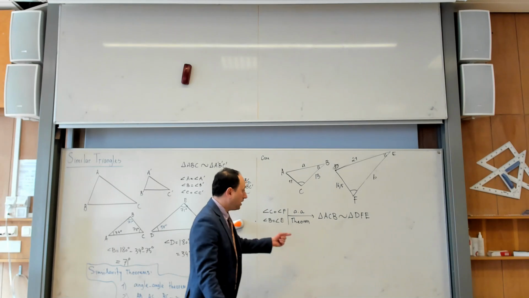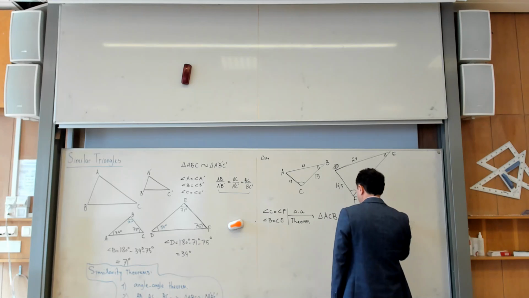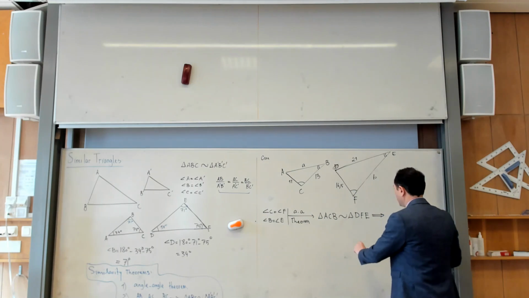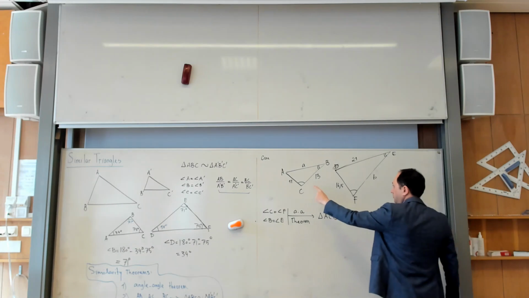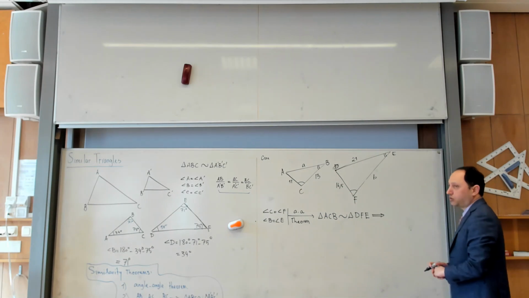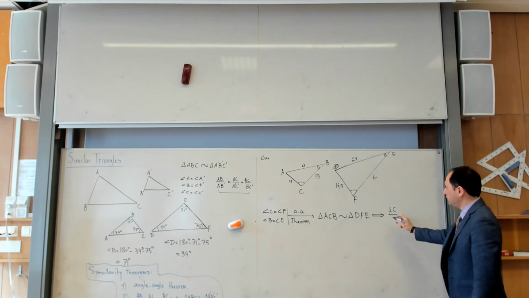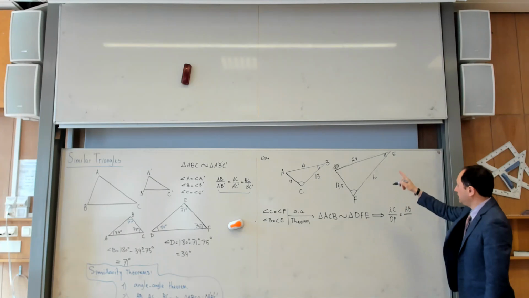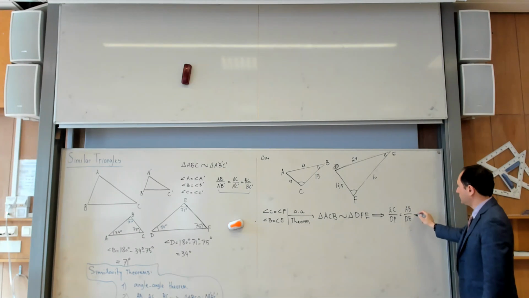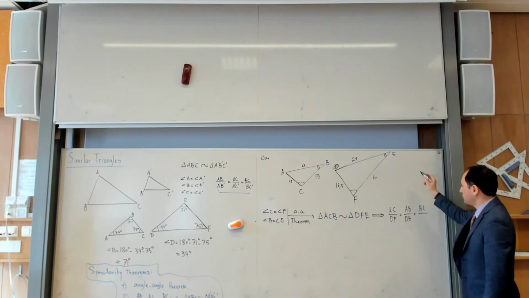Okay? Now that I know that the triangles are similar, I can write the ratio. It means that the ratios of corresponding sides are all equal. So this means that the ratio of AC to DF is equal to the ratio of AB to DE is equal to the ratio of BC to EF.